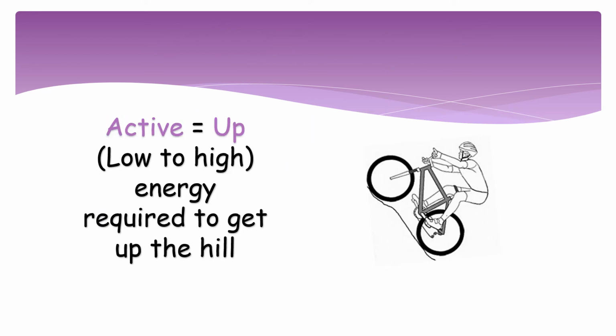We can remember that active is usually when we do exercise, and you'd be more active if you were riding uphill than if you were riding downhill. Imagine a little person on a bike having to pedal really hard, putting a lot of energy in. So active is up, so it's against the concentration gradient. You're moving from a low concentration to a high concentration, and it requires energy.